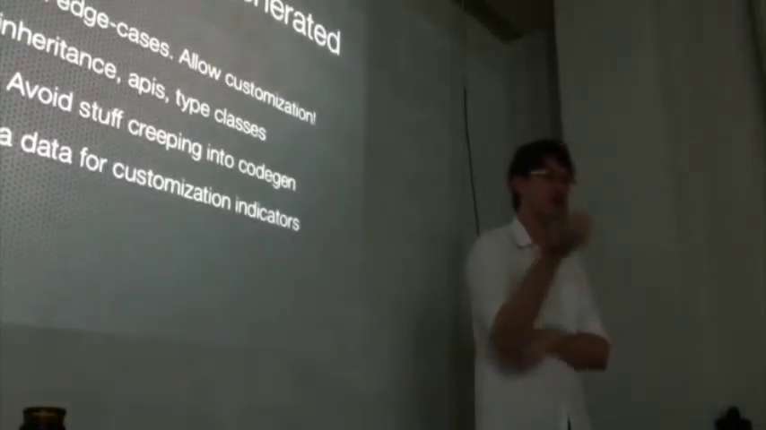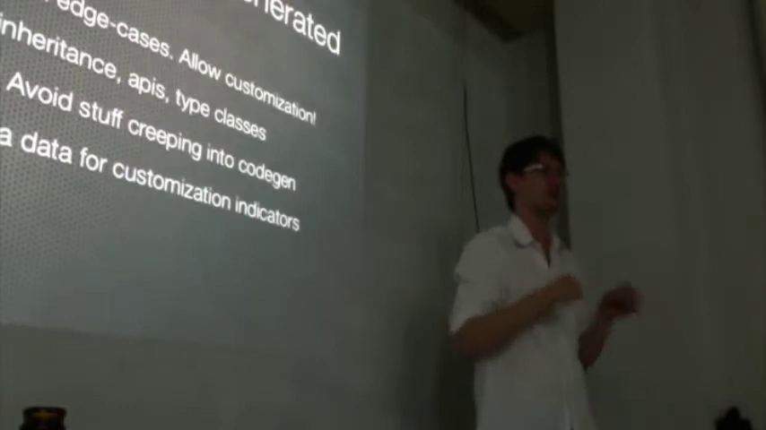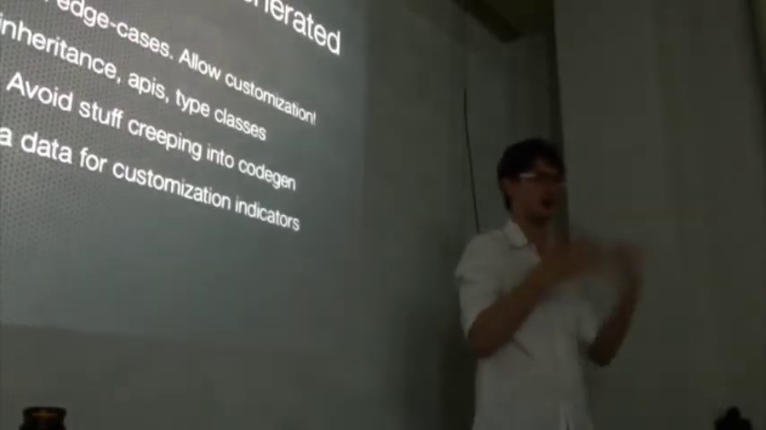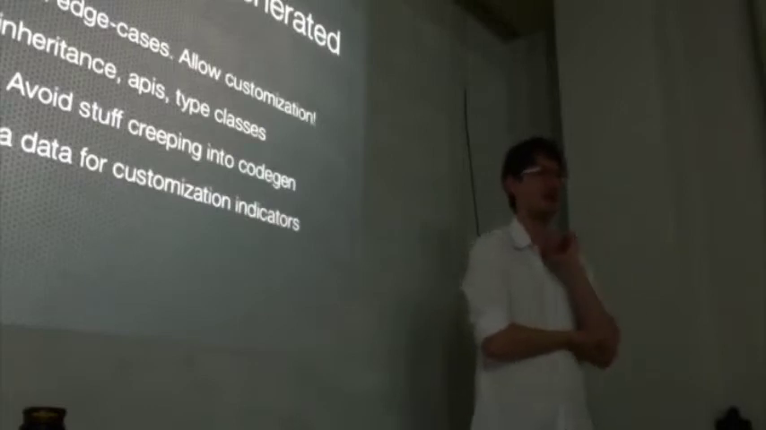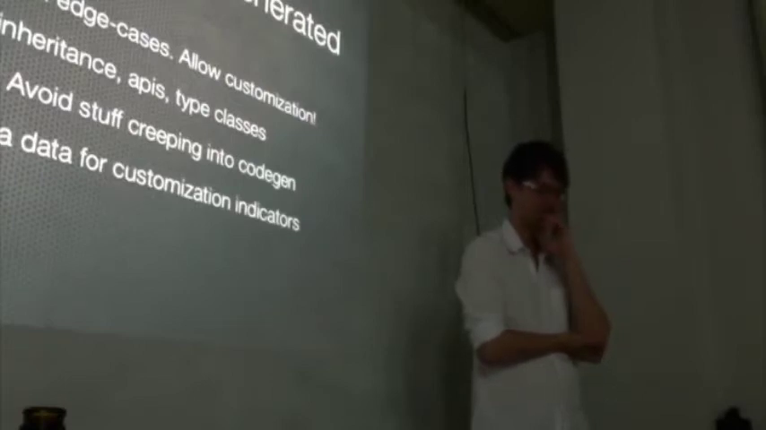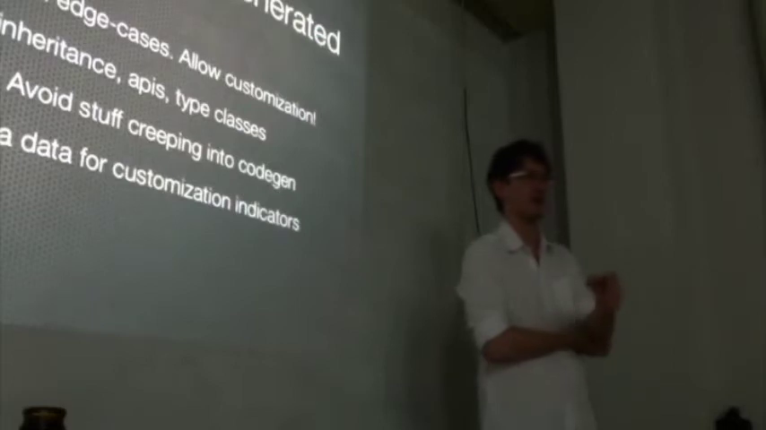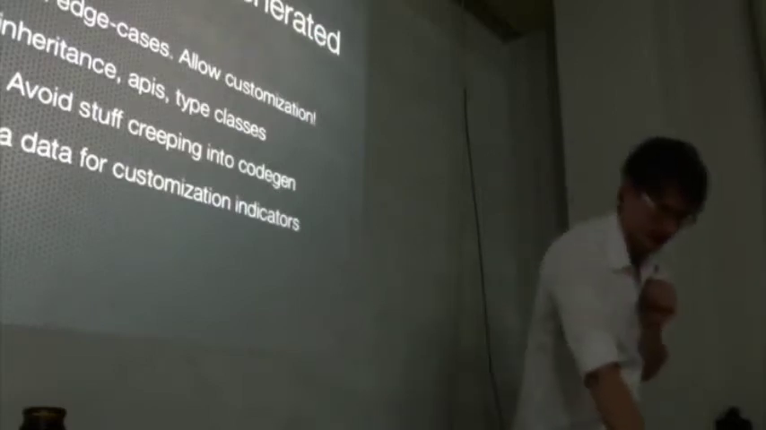And there are many ways to do that. You can have some kind of inheritance relationship between generated code and handwritten code, or you can just have APIs where one calls the other, or you can use Scala type, like you can use type classes to add functionality on top of something else. And it's really something you should care about, otherwise stuff creeps into the code generator and makes it more complex. Yeah, extra metadata, I mentioned that.